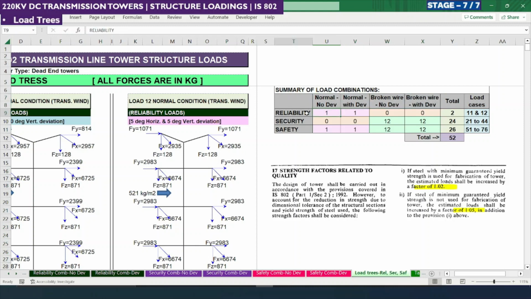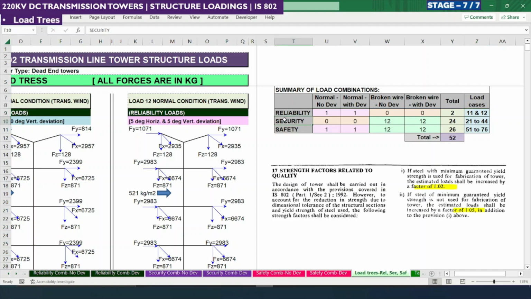If you come to the reliability load combinations, there are only two load combinations, and that too only under normal conditions. There are no load combinations for the broken wire condition in the case of reliability load combinations. So one load tree is required for without deviation, another one is for with deviation. So in total we have two load trees for reliability. Those load cases we can name as 11 and 12.